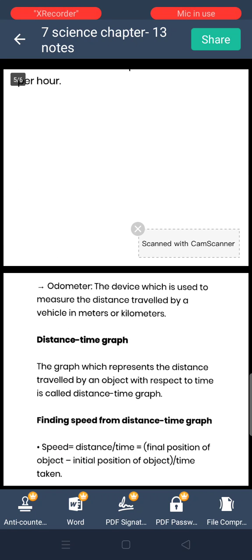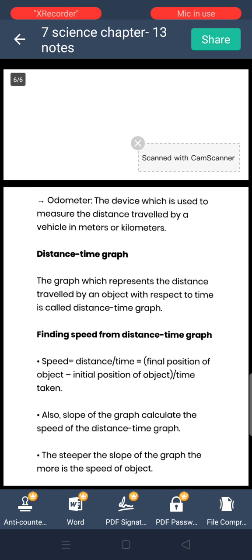Second device is odometer, the device which is used to measure the distance traveled by a vehicle in meters or kilometer. It is also found in vehicles, buses and cars. This is another device which is used to measure the distance in kilometers and meters. Now here is another topic, that is distance time graph. The graph which represents the distance traveled by an object with respect to time is called distance time graph.